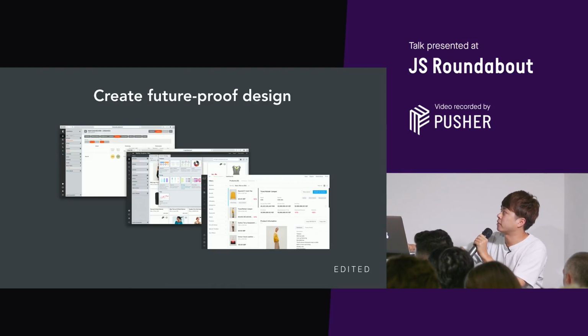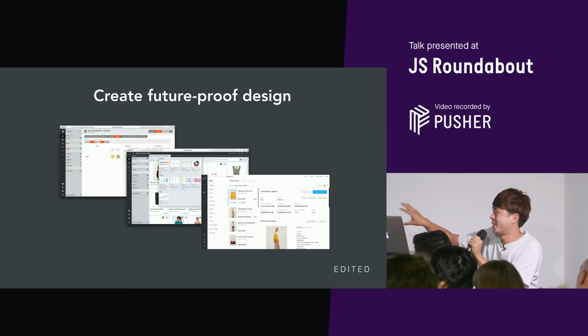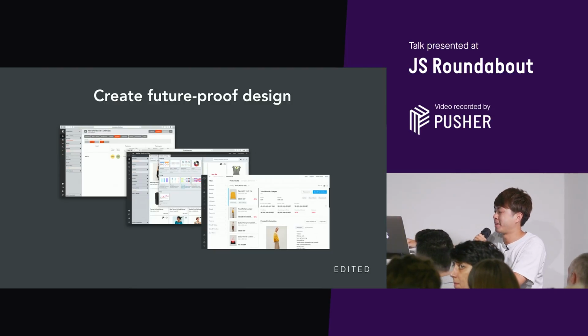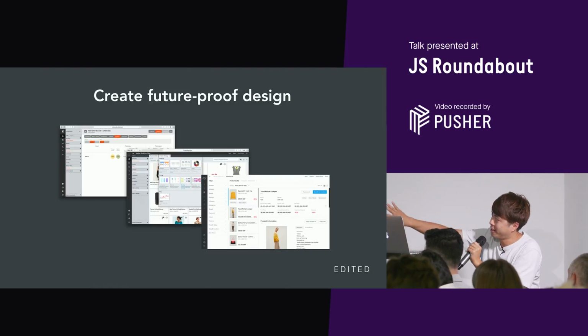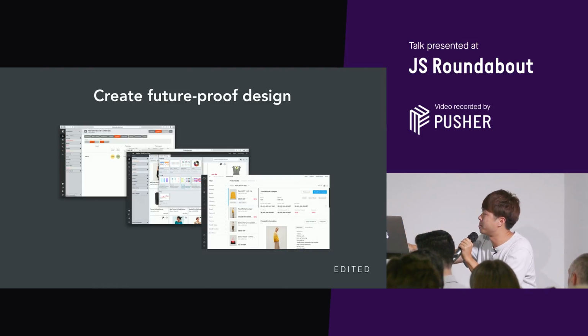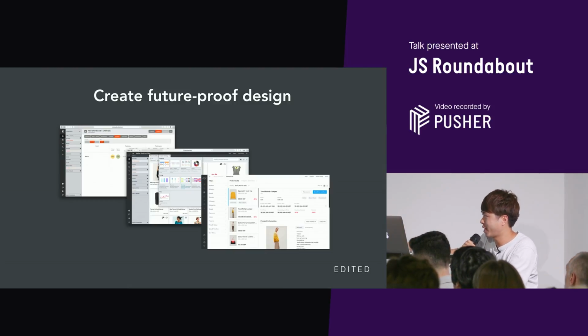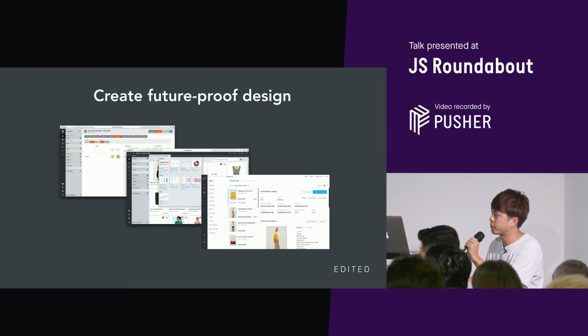In order to create a future-proof design, this is the history of the Attitude app. The Attitude app has been built for about 9 years. On the left-hand side is the design from 8 to 9 years ago, in the middle is from 3 years ago, and on the right-hand side is what we just built last year. As you can see, the digital product is getting more complicated from year to year.